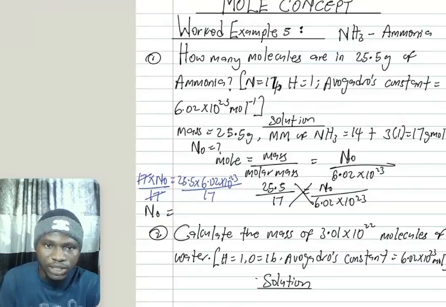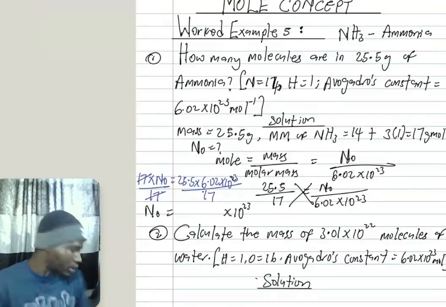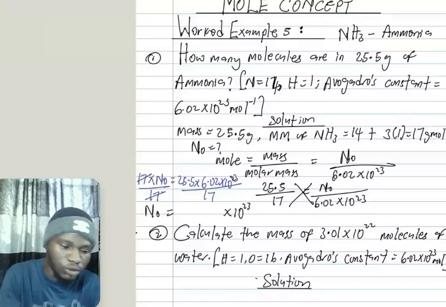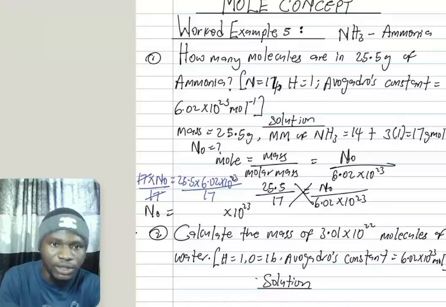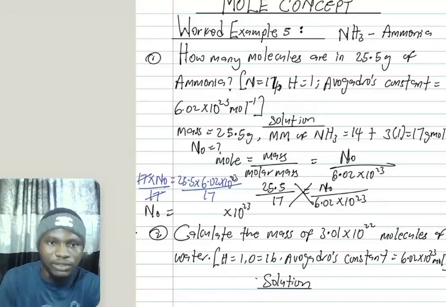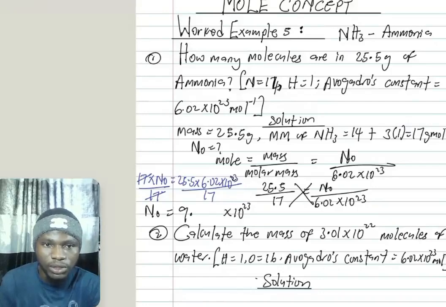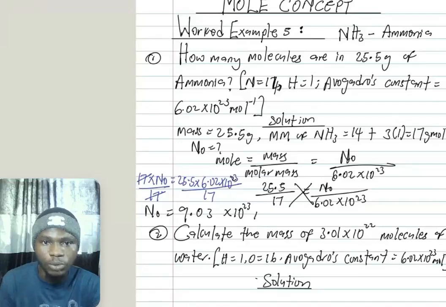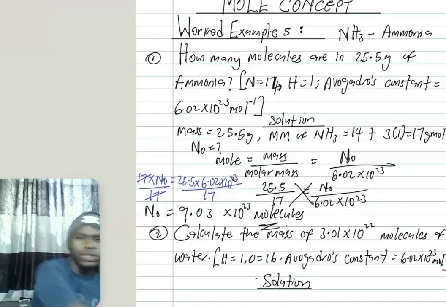So just keep this 10 raised to the power 23. Keep it somewhere. Then what is left for you to do is just to punch the other things that you have. Now press 25.5 times 6.02 divided by 17. That will give me 9.03 times 10 to the power of 20. So this is my answer. The input was molecules. I believe that is clear. That's just the concept. So the next question is this.